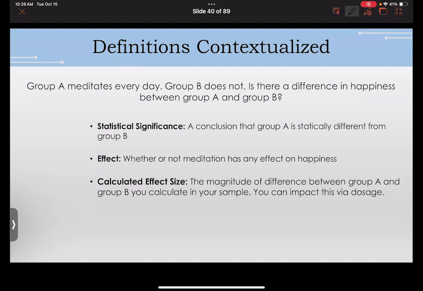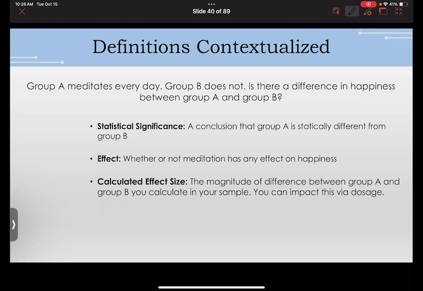So this is the part that's sometimes getting confusing. I can't change whether meditation impacts happiness. It either does or it doesn't. I can't even change how much it does, right? What I can change is, given the effect out there in the real world, I can make that effect show up more in my study, right?